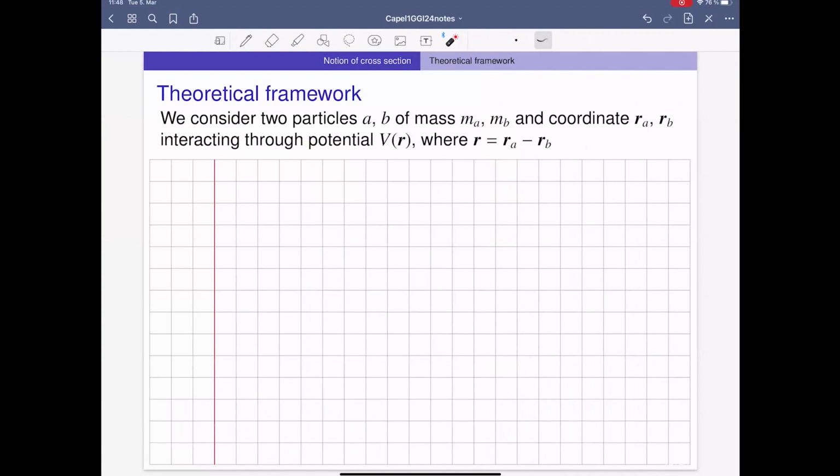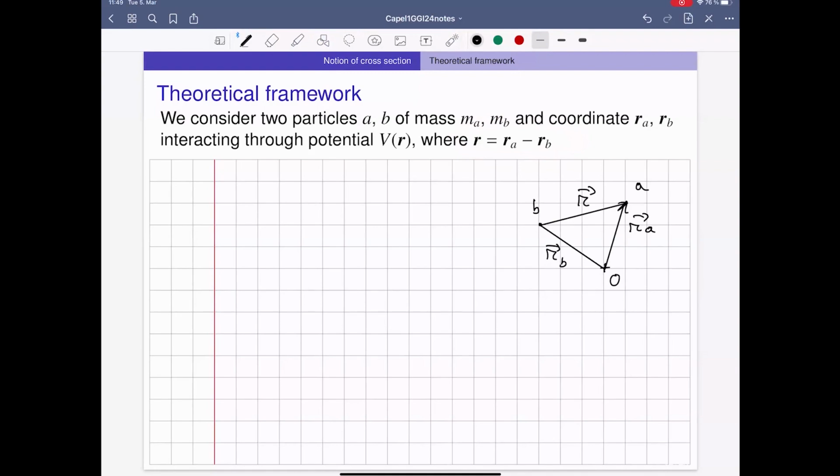So we consider now this. We go back to this theoretical reaction. We have two particles that collide with each other. So we have a particle B and a particle A, and they both have a coordinate in the chosen reference frame. So you have RA and you have RB, and then the difference between them is the relative coordinate, R. So it's this radius.